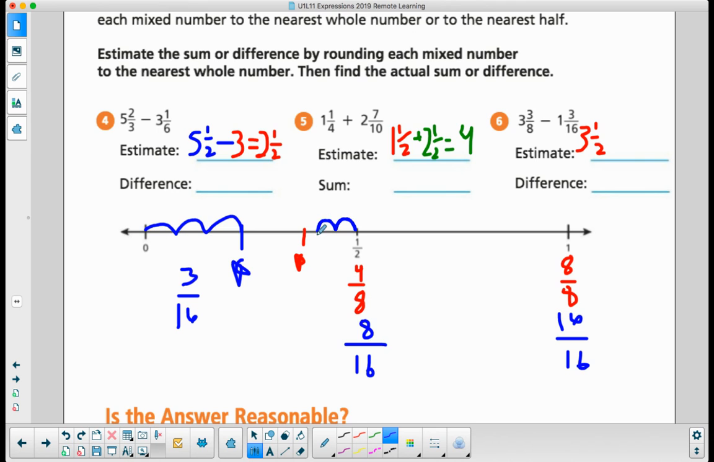8, 7, 6, 5, 4, 3. 1, 2, 3, 4, 5/16 from a half. 5/16 is greater than 3/16. It's closer to 0. So 0, 1, and 0 are just subtracting 1. 3.5 subtract 1 is 2.5.